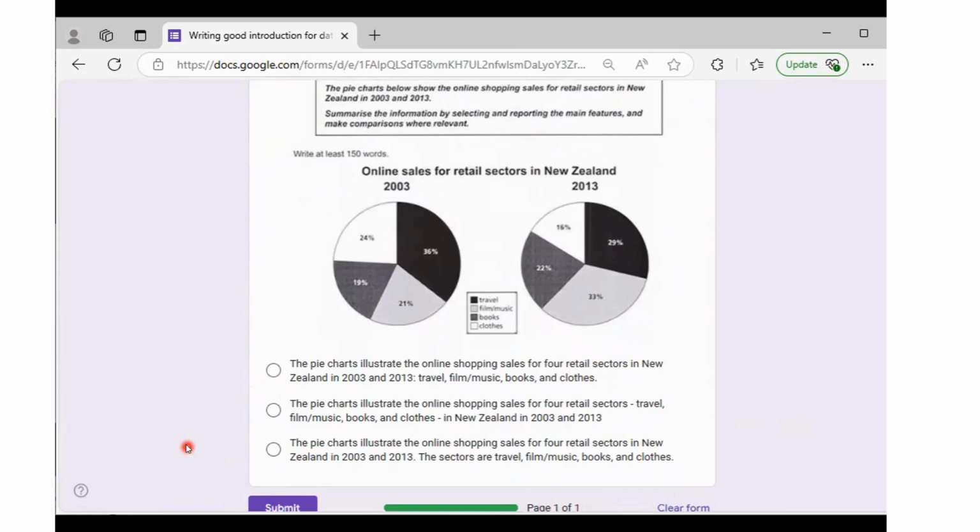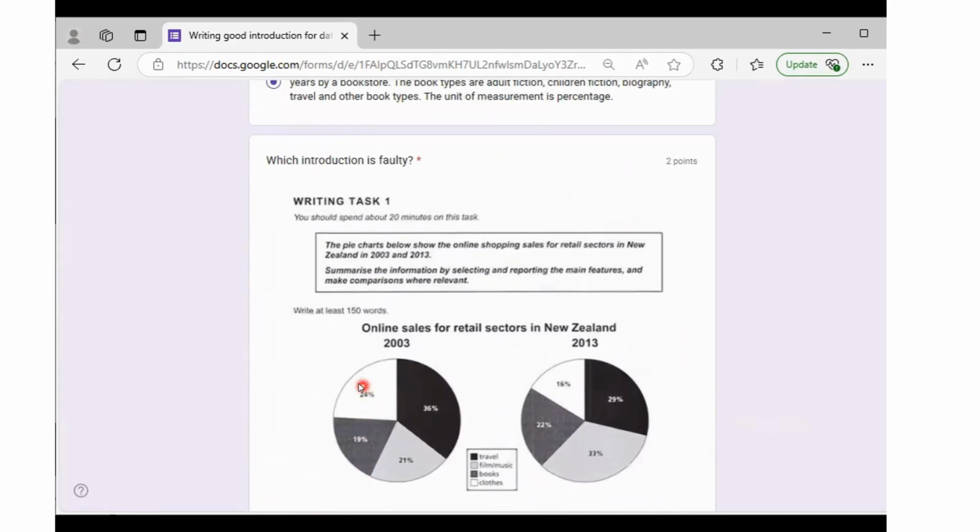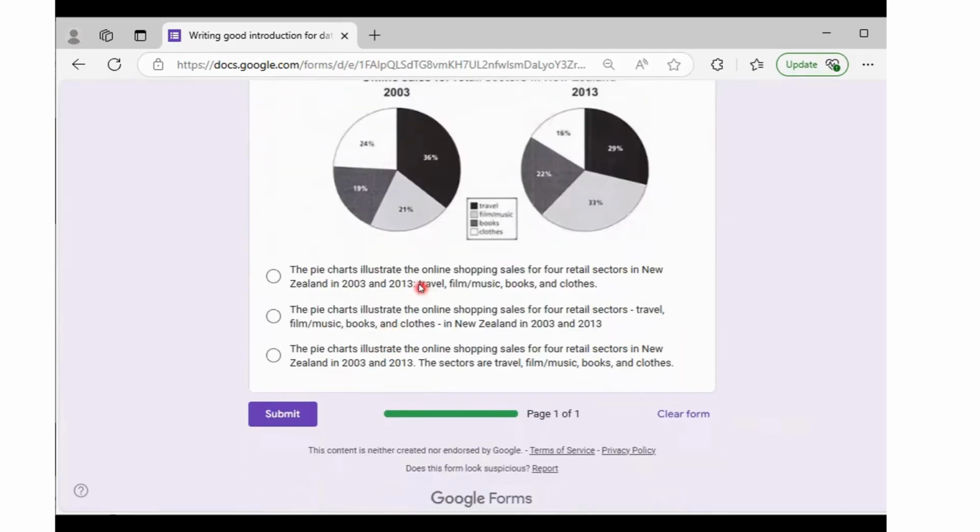The pie charts illustrate the online sales. The pie chart illustrates the online shopping sales of 4 retail sectors in New Zealand in 2003 and 2013. Colon, no, this is faulty. This first one is faulty. This colon should not be there. The way this is written is faulty. The pie chart illustrates the online shopping sales of 4 retail sectors, dash, in New Zealand in 2000.